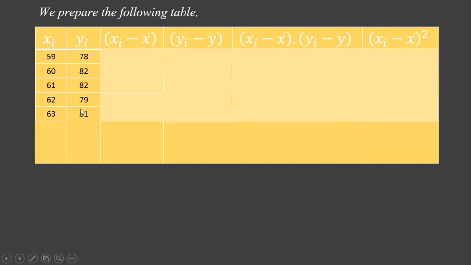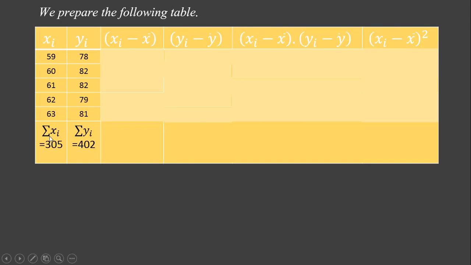These values of yi are also given. Now to find the entries in the next column, xi minus x bar, first we have to find the value of x bar and then subtract it from xi. Similarly, we have to find the value of y bar first, and then we can subtract it from yi. So first we calculate x bar and y bar. For that we require summation xi, the addition of all the entries in the column for xi. Summation xi is equal to 305. Adding all the yi gives summation yi, so adding these 5, we get summation yi is equal to 402.